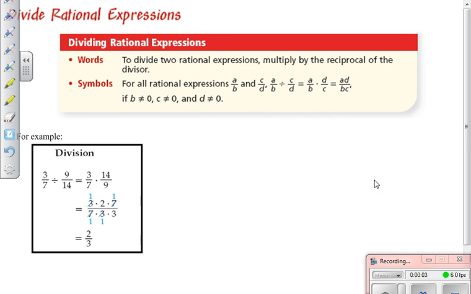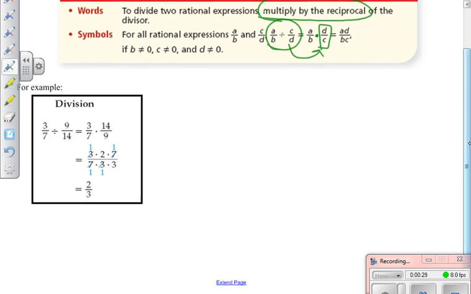9.1 is going to continue here when we move to division. The only thing that changes with division is that one step where you have to multiply by the reciprocal of the second fraction. So if I have a over b divided by c over d, the second fraction flips and we multiply. Same rules apply as the previous part of the lesson.